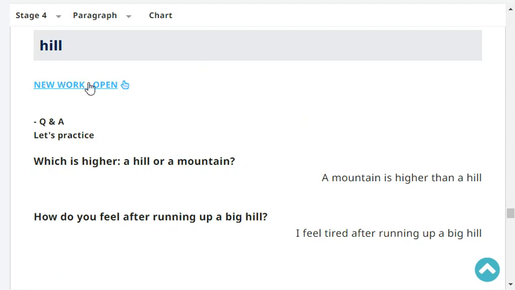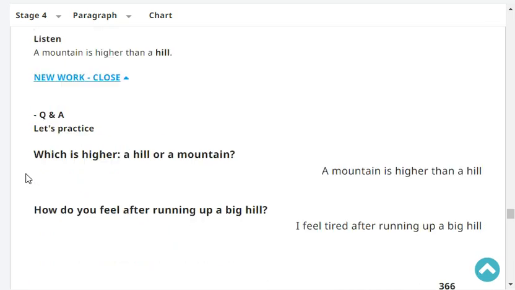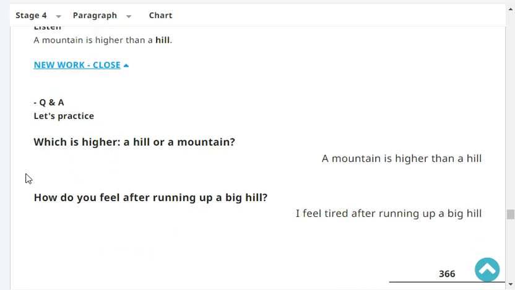Very good. Next, repeat. Hill. Very good. Okay, listen. A mountain is higher than a hill. Let's practice. Which is higher, a hill or a mountain? A mountain is higher than a hill.